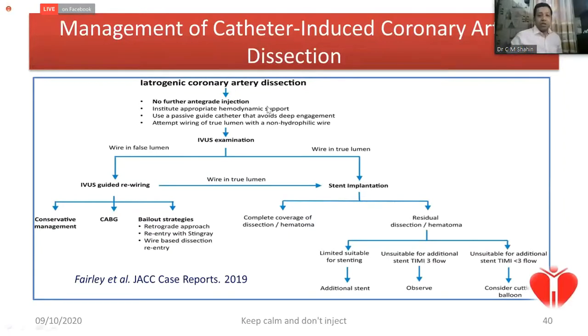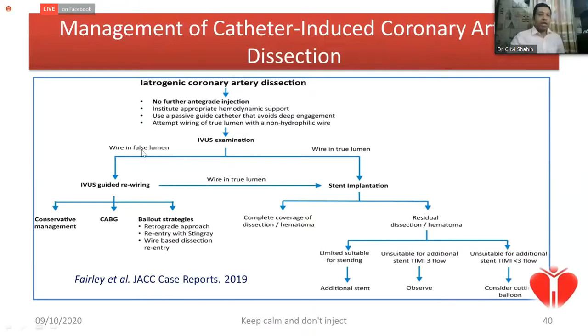When there is iatrogenic coronary artery dissection, no further antegrade injection is mandatory. Institute appropriate hemodynamic support and use a passive guide catheter to avoid deep engagement. Attempt wiring the true lumen with a non-hydrophilic wire. If the wire is in the true lumen, stent implantation with complete coverage. If there is residual dissection, we can give an additional stent, we can observe, or we can use a cutting balloon.